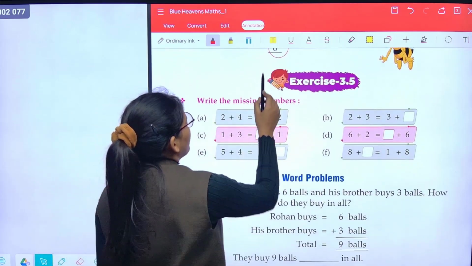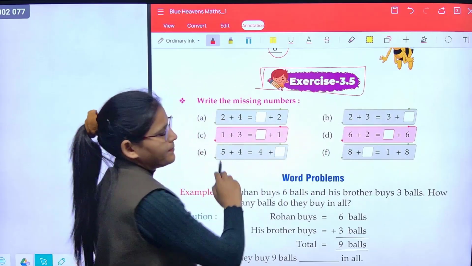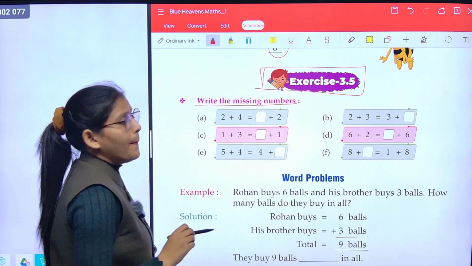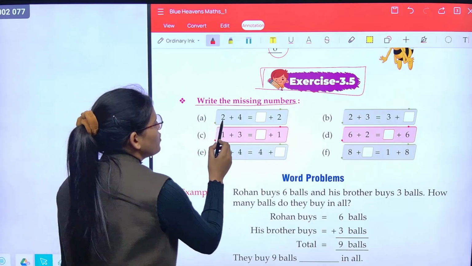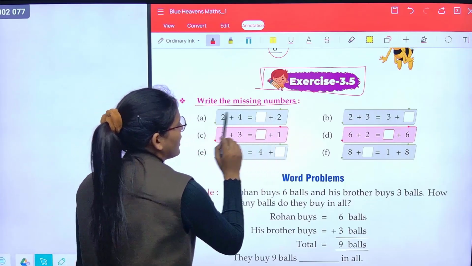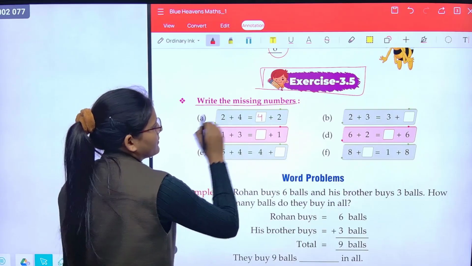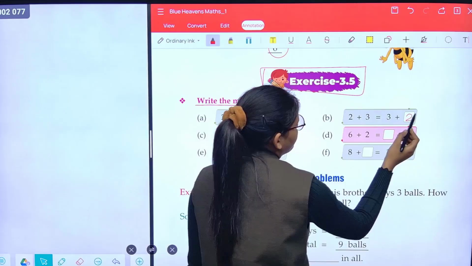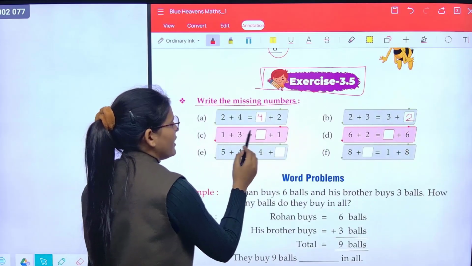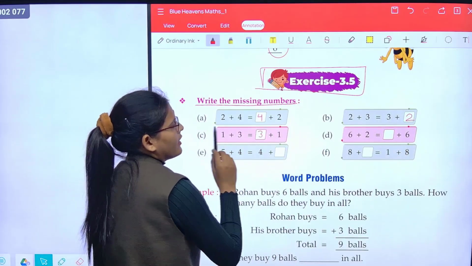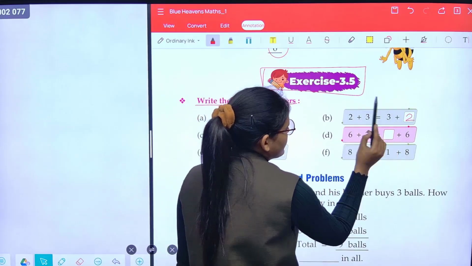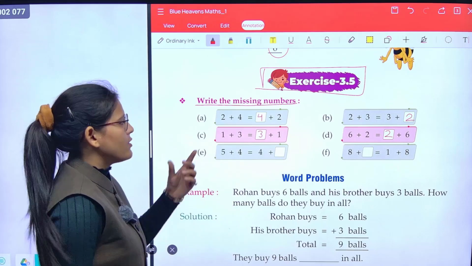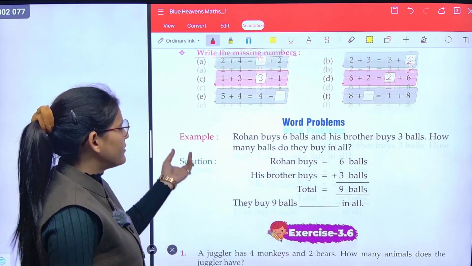Now class, come on exercise 3.5. Write the missing numbers. Class, here is 2, here is 4. Here is 2, but here is not 4. Here is 2, 3, 3, 2. Here is 1, 3, 1, 3. Now here is 6, here is 6, here is 2, but here is 2. Understand? Rest of the parts do yourself.